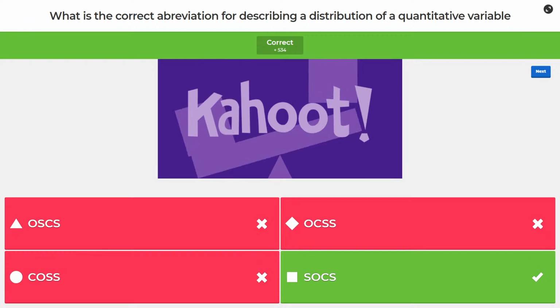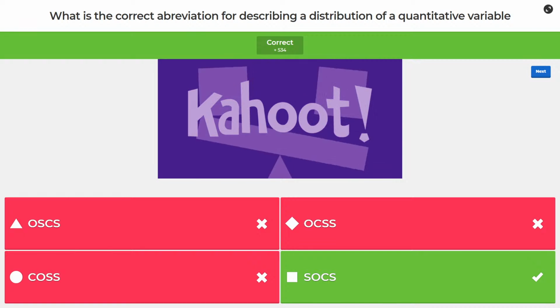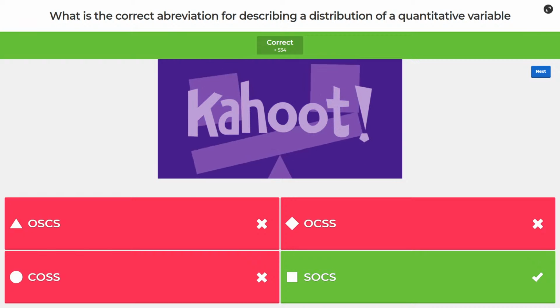So it's SOCS. And that acronym stands for Shapes, Outliers, Center, and what's the other one? I think you might be cutting out a little part. Yeah, you kind of are. Are you good now? I'll try to fix my mic. Alright.